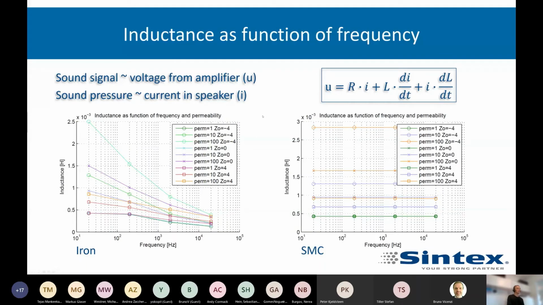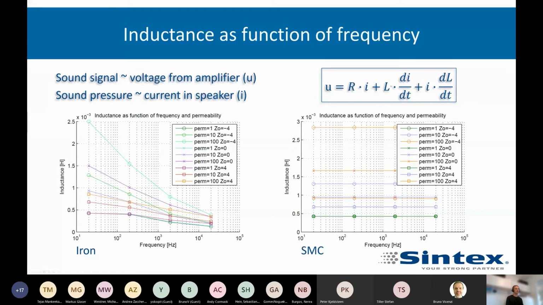If you know something about electrical systems, I put these in as a reference for you. The sound signal is proportional to the voltage that comes from the amplifier, and the sound pressure that comes out of the speaker is proportional to the current in the speaker. So the input is actually the voltage, and the output is the current. To make this linear, we have to have a system where the inductance is not changing.